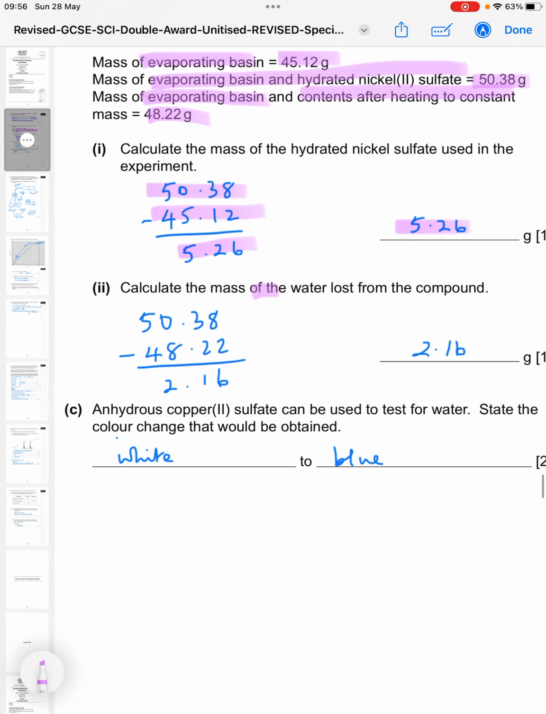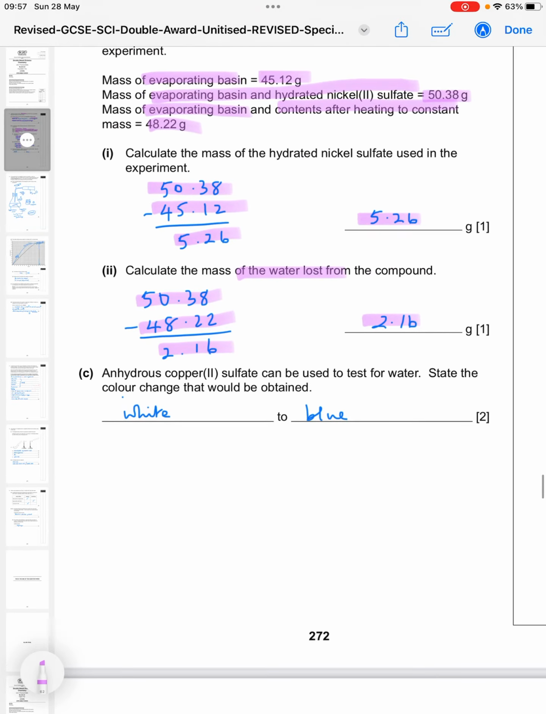Then the mass of water lost from the compound. So it's the mass of the evaporating basin and the nickel sulfate, which was hydrated, minus the mass at the end when it was heated to constant mass. So that gives you 2.16 grams. Anhydrous copper 2 sulfate can be used to test for water. State the colour change which would be obtained. So we've got white to blue.